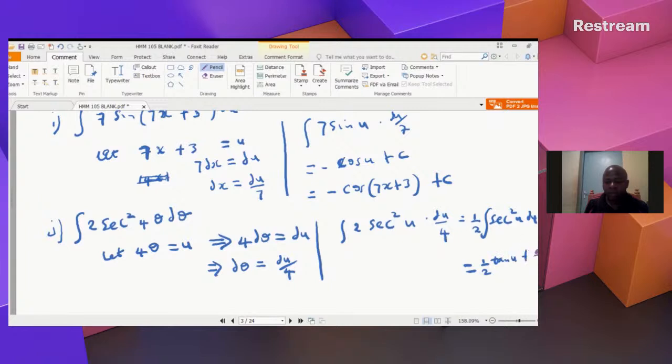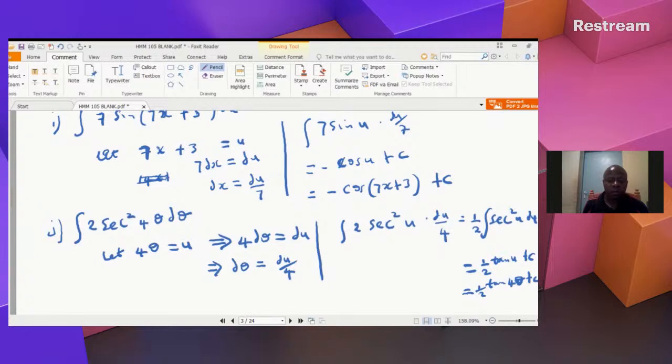plus a constant of integration. But what is u? u is 4 theta. So this will be a half tan of 4 theta plus a constant. So that's how we do that. And again, this can be generalized, so let's just generalize it.